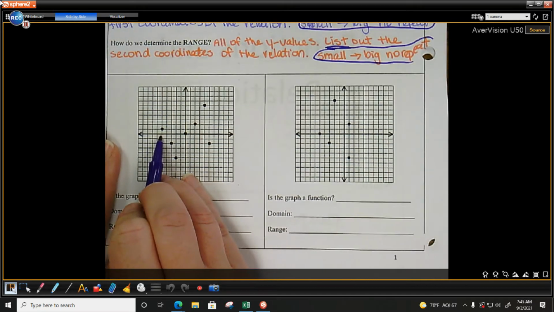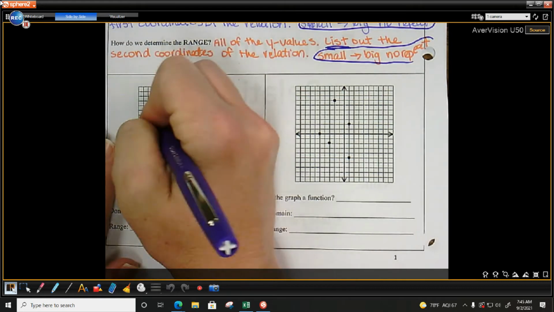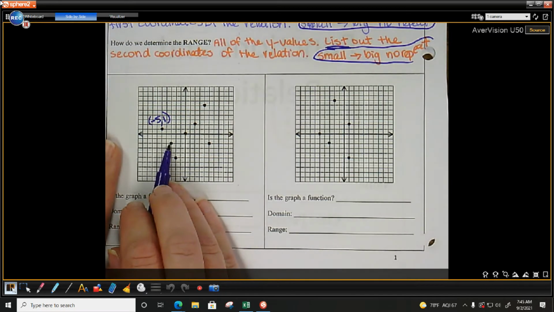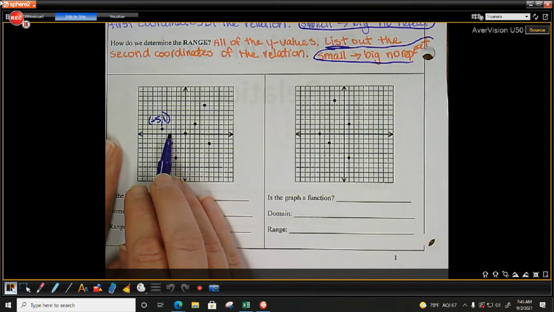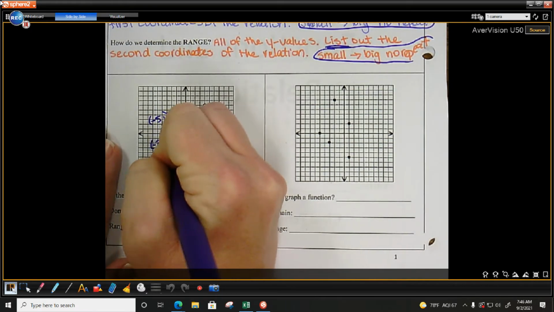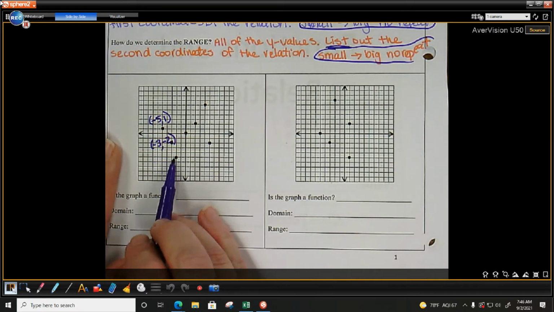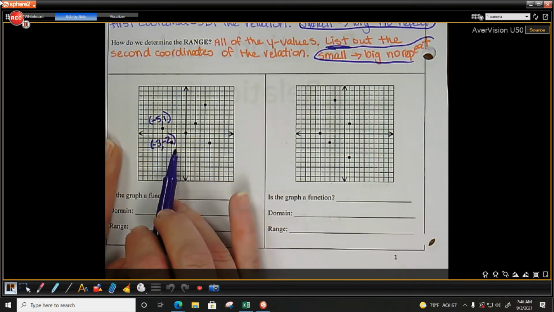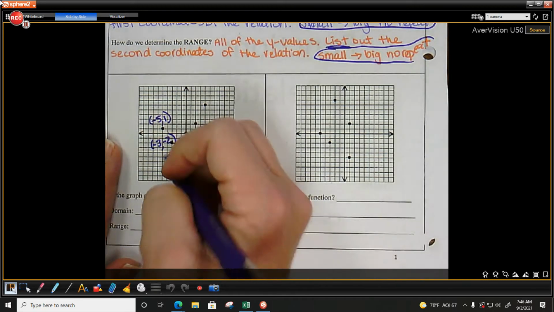I go left 5, so -5, then I go up 1. So this ordered pair would be -5, 1. Okay, this next ordered pair, 1, 2, 3 to the left, 1, 2 down. So this would be -3, -2. This point right here has an ordered pair of 1, 2 to the left, which is -2, 1, 2, 3, 4, 5. So -2, -5.